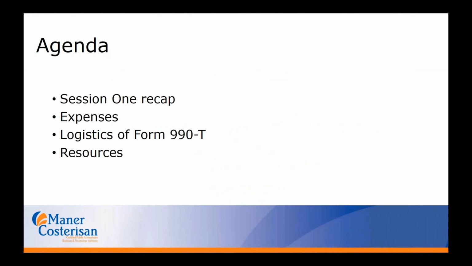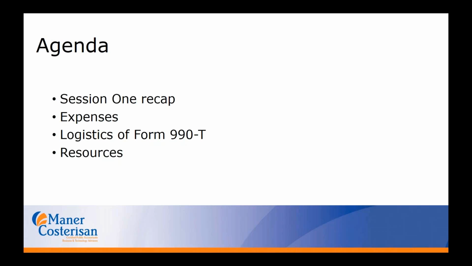Session 1 recap. Last week we talked about what unrelated business income was. We talked about going through that 3-prong test and how to determine if a revenue stream that you have is UBI. And we also talked about some potential sources of UBI to keep an eye on.